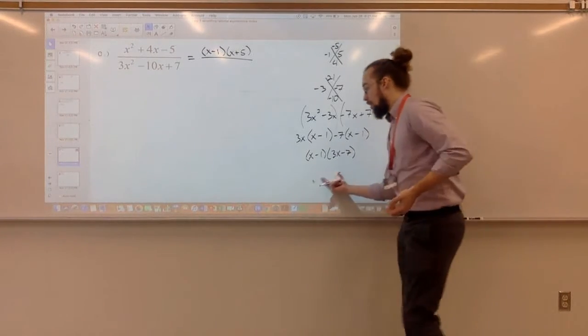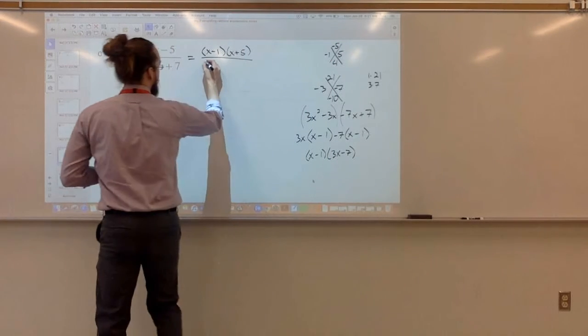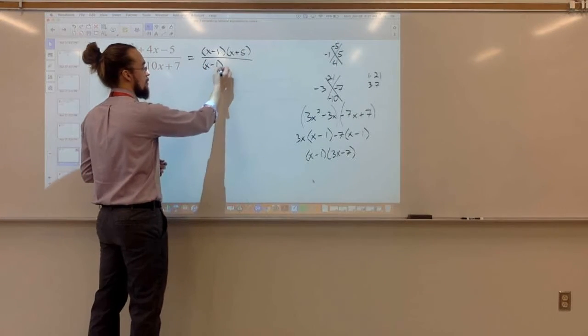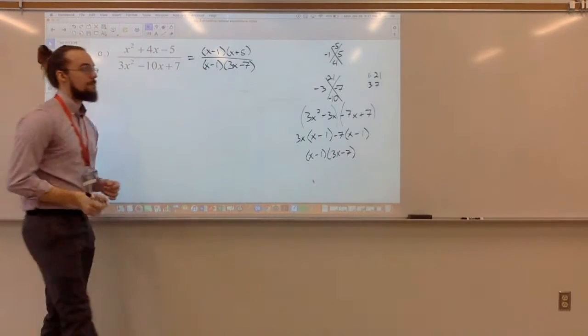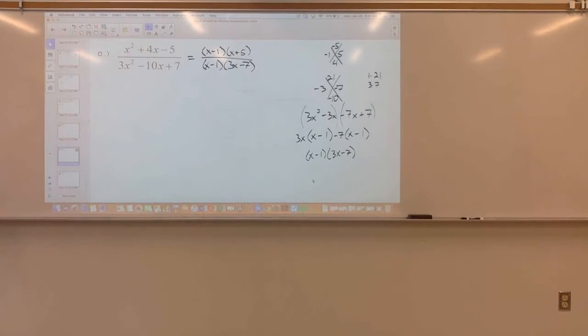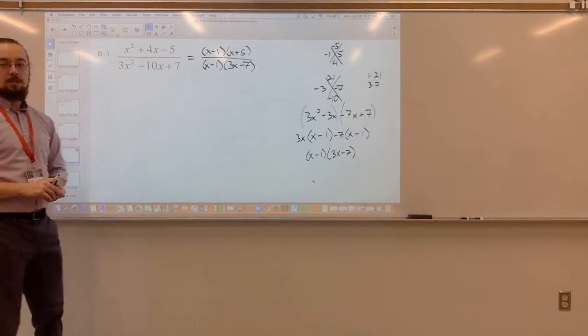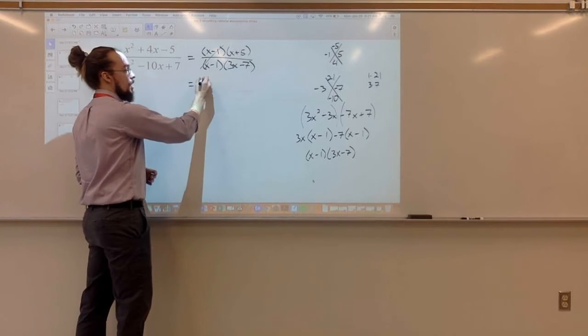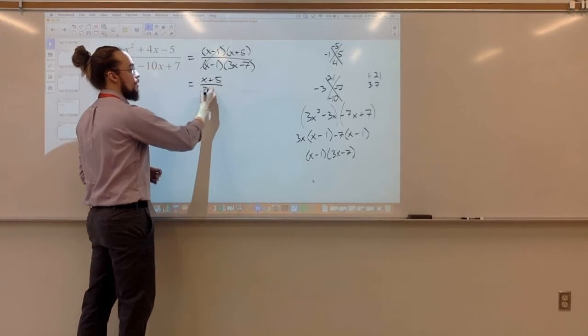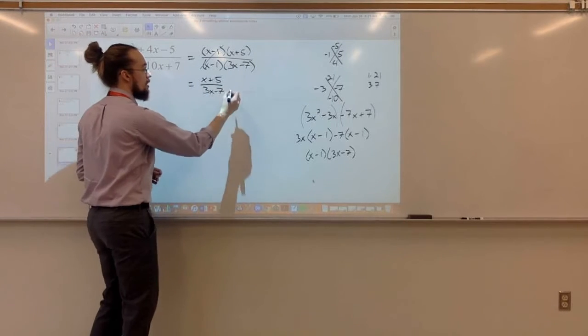So now I can come back up here and say this denominator factors into x minus 1 times 3x minus 7. Now what can I do? Cancel out the x minus 1s. And I just get x plus 5 over 3x minus 7.